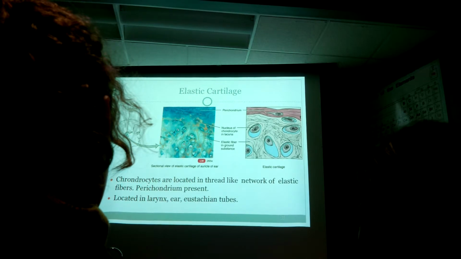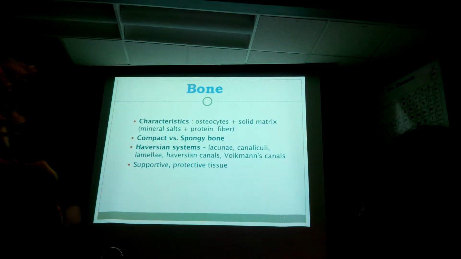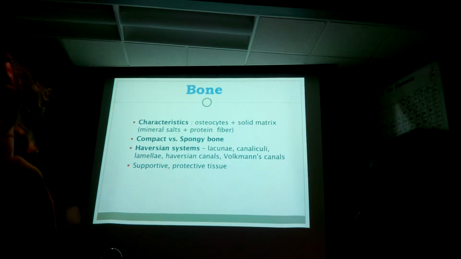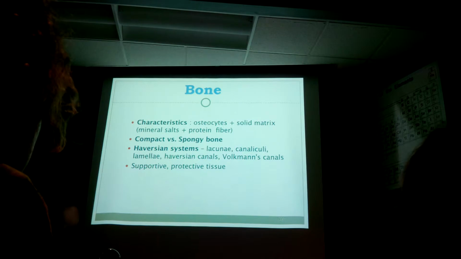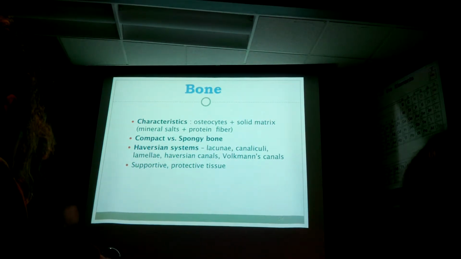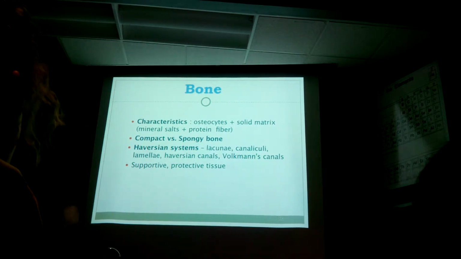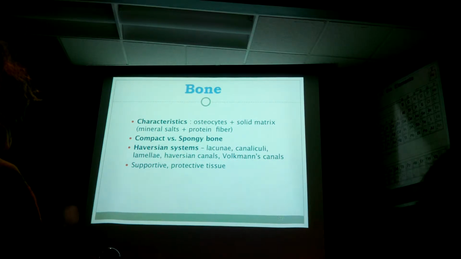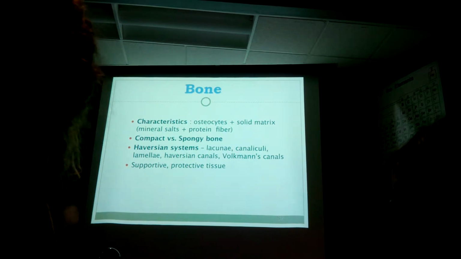Any questions about that? Okay, let's move on to bone. In bone, we have these osteocytes, which are in the solid matrix, mineral salts, proteins. We have two different types of bone, compact versus spongy. And we have this Haversian system, which I'm going to show you in detail. And of course, bones are supportive and protective as well. And so our bones protect our organs, they support our bodies, they allow us to have movement.